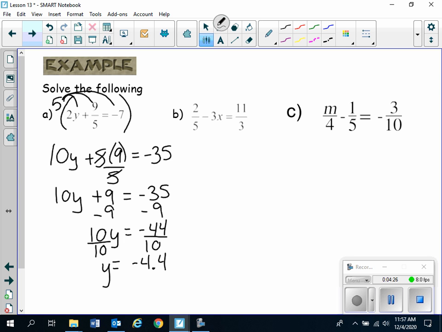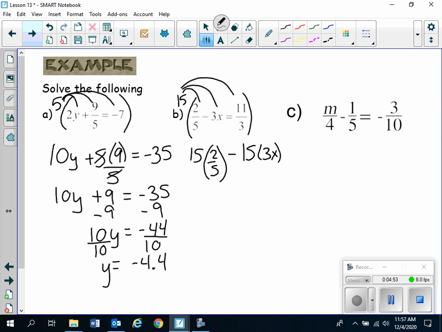Next question. We have 2 numbers in the denominator, 5 and 3, so I'm going to multiply the whole thing by a common denominator. So that means a number that both 5 and 3 go into. And that number is 15. When I multiply the 15 through, it goes to everybody. So we have 15 times 2 over 5. And then I have 15 times 3x. And 15 times 11 over 3.